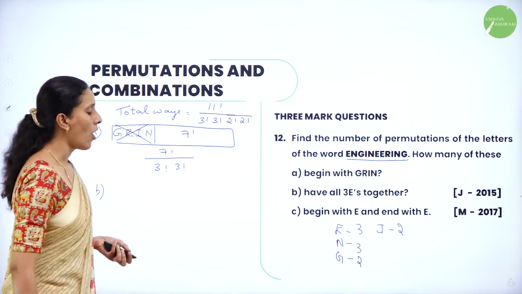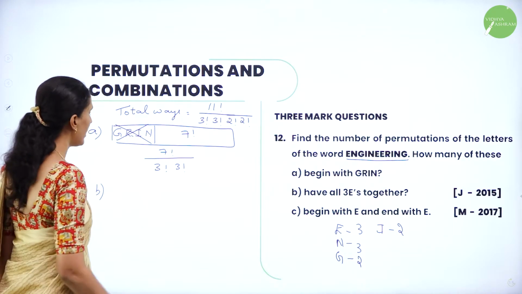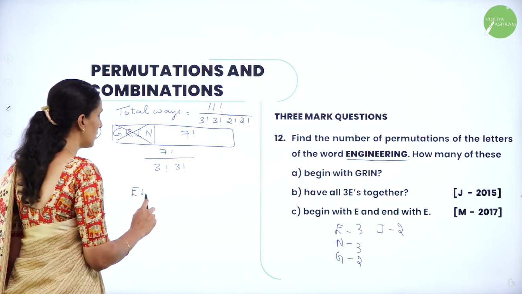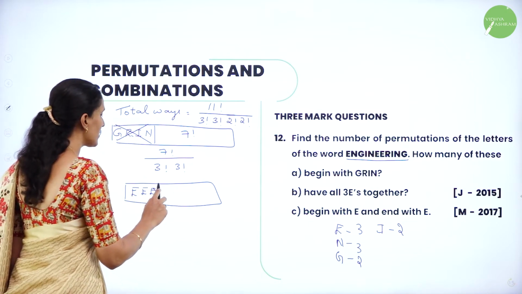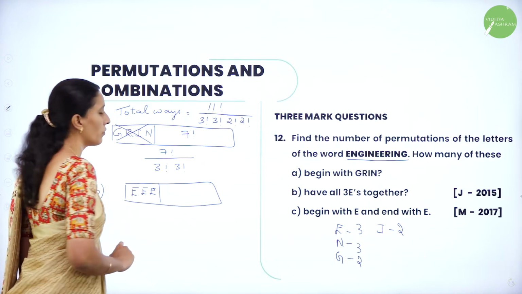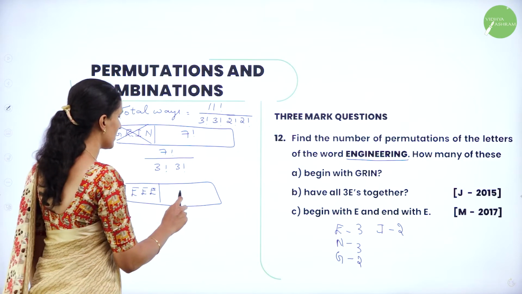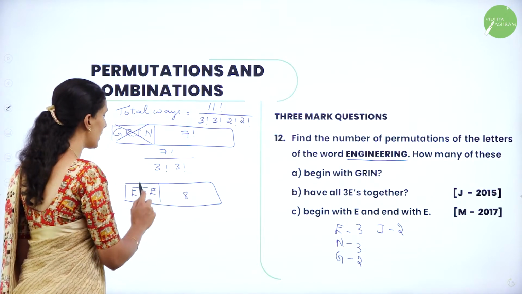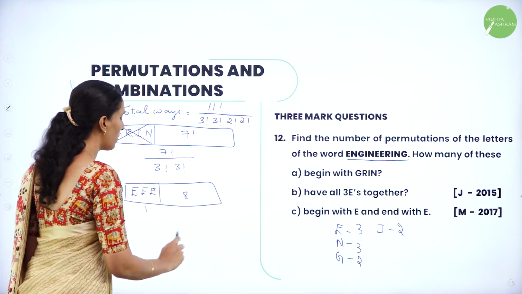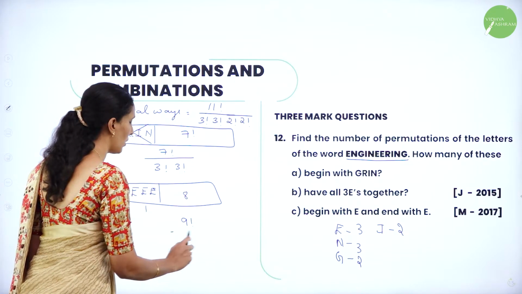Next we have all 3 E's together. So that means we have all 3 E's together. So if all the 3 E's are together, then here we are left with 8 letters. So here we have a total of 8 letters. We should consider the E's as 1 unit. So the number of permutations will be 9 factorial.